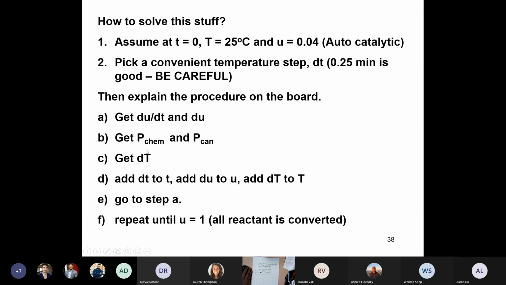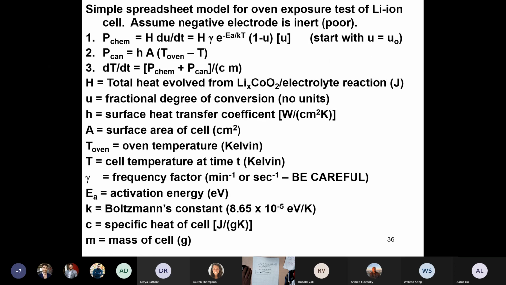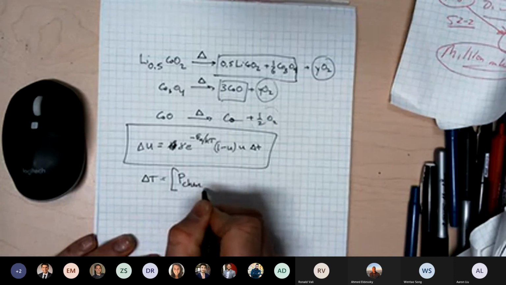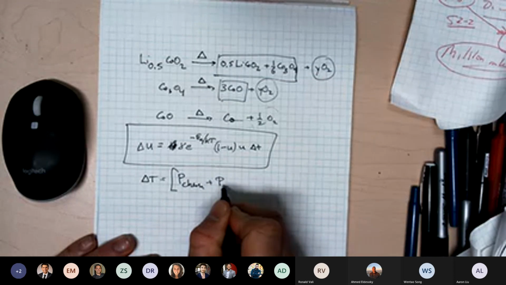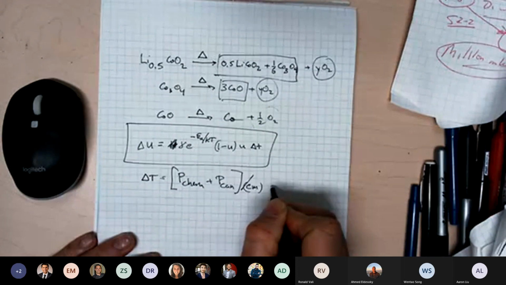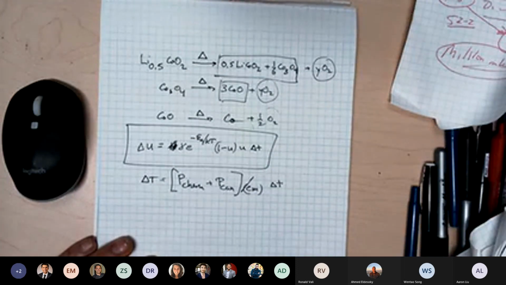And then you have to get delta T. So how do you get delta T? You go to equation 3 and you write the following, which I'll show you in a minute. Actually, I can show you now. Pchem over Cm times delta T.